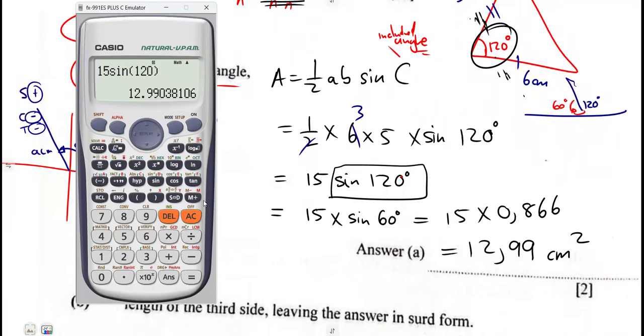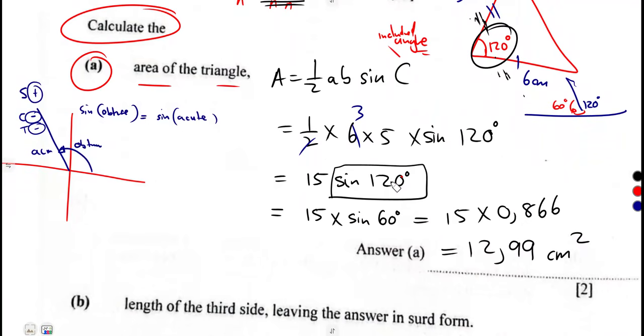You can see it is the same answer using the sine of 120, 12.99. But in paper 1, they do not want you to use calculators. They want you to know the relationship between these two. So that is where it plays a role.